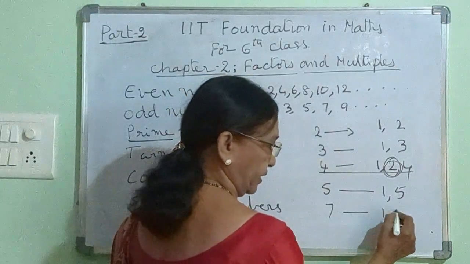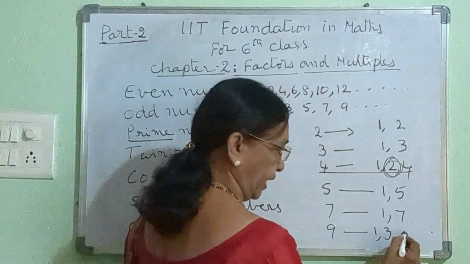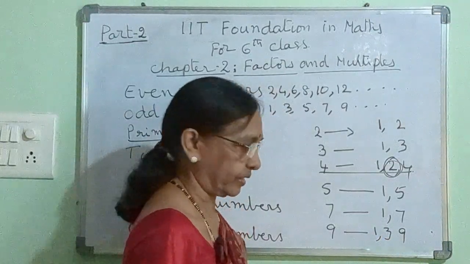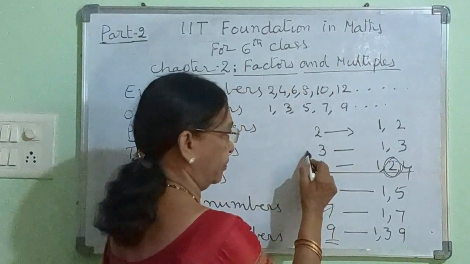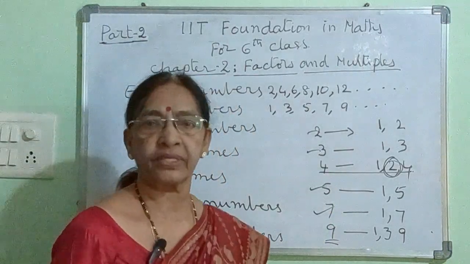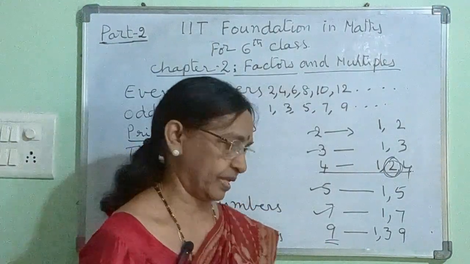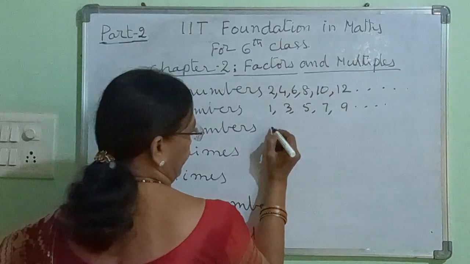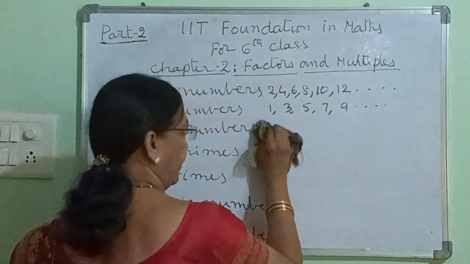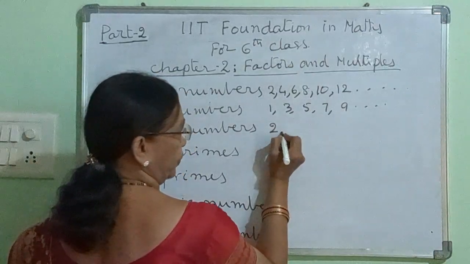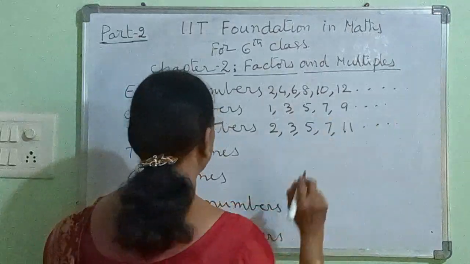And 7, 9. If we take 9, it has 1, 3 and 9. There are three factors, therefore it is not prime. 7 is a prime number, 5 is a prime number, 2, 3. So a prime number is a number which has exactly two factors, 1 and the number itself. Prime numbers examples: 2, 3, 5, 7, 11, etc.